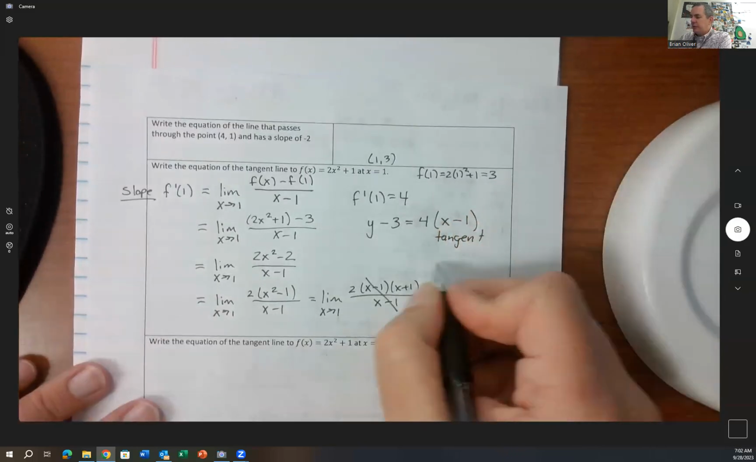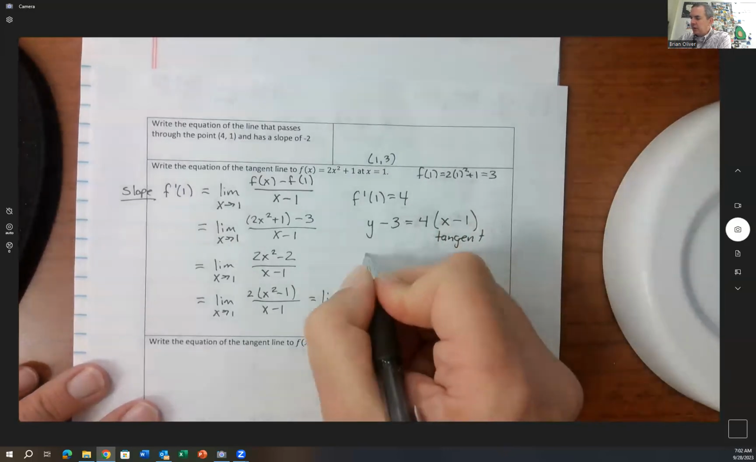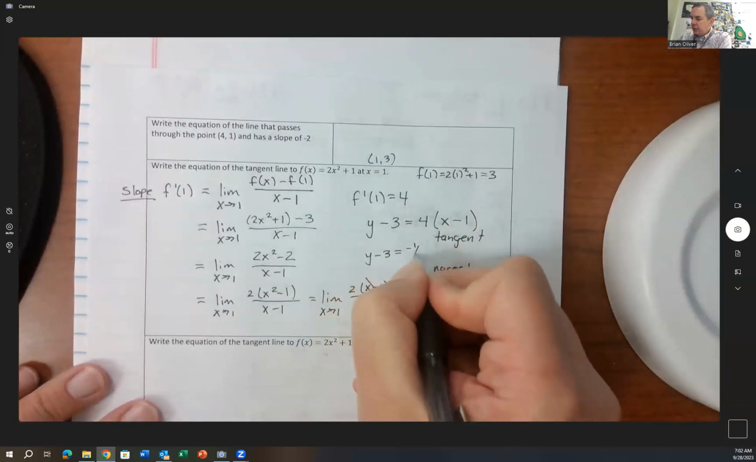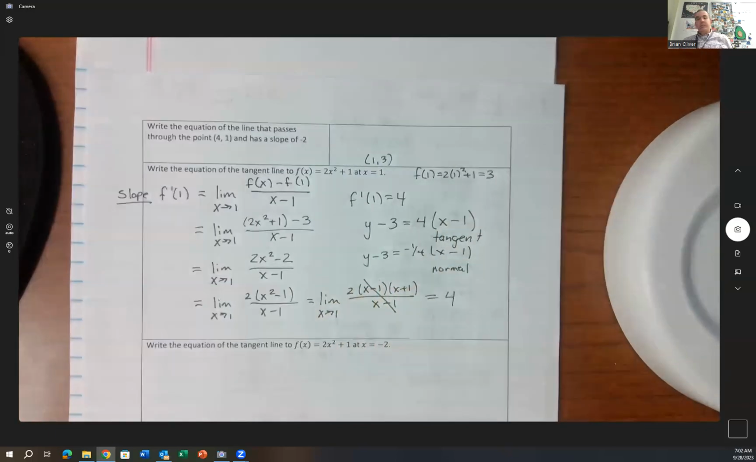And just as a review, if it asks you for the normal line, remember normal is the negative reciprocal. So it would be y minus 3 equals negative 1/4 times x minus 1. And that's what we did last time.